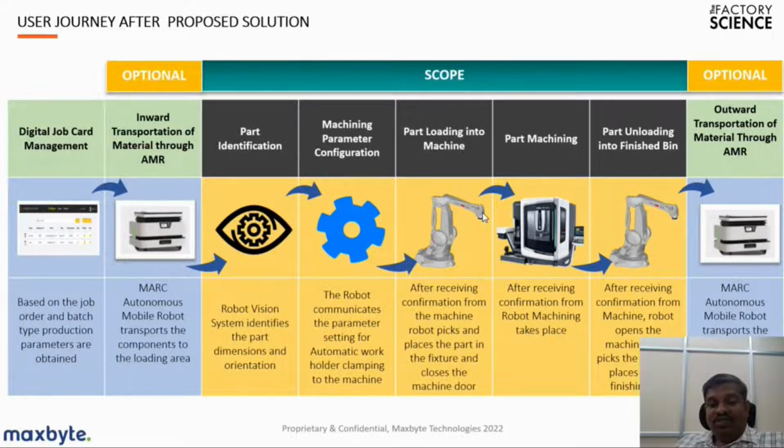Again, the robot opens the door with its command, picks the component, and places it in the bin or on an autonomous mobile robot, which can transfer the component from one machine to another machine. Here there are two things optional. One is inward transportation of the material through AMR, and another one will be outward transportation of the material to other machines through AMR. This will be something like semi-finishing, finishing, and say the next process may be grinding.